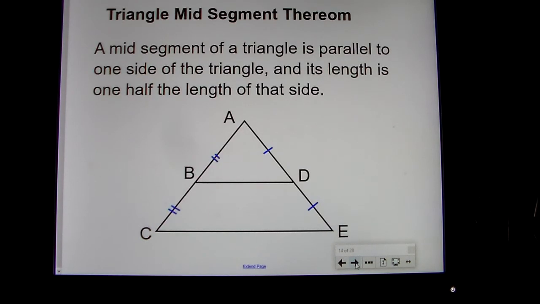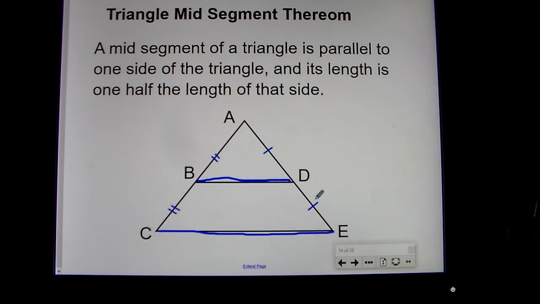Alright. So, triangle mid-segment theorem. When they have a BD line that looks like it's parallel, and they mark that AD and DE are the same length, and AB and BC are the same length, this is the triangle mid-segment theorem. A mid-segment of a triangle is parallel to one side of the triangle. Like we discussed before, BD is parallel to CE, and its length is 1/2 the length of that side.